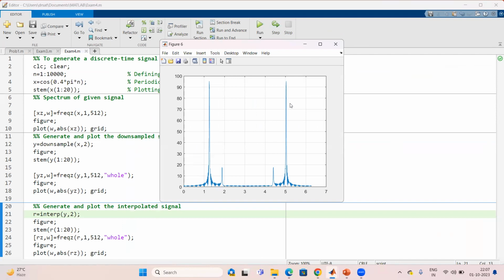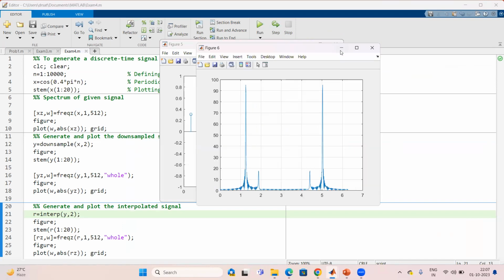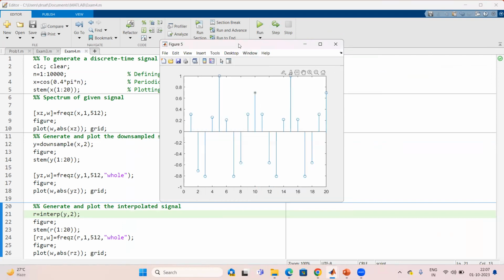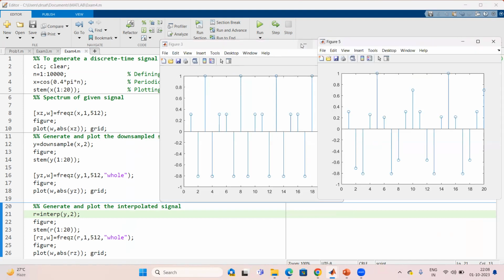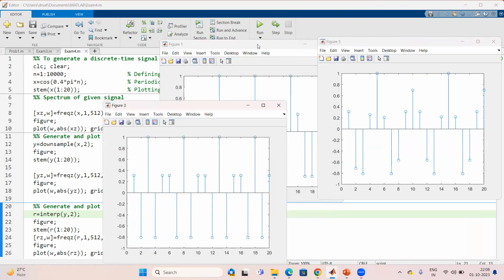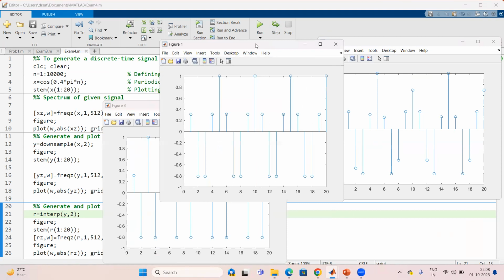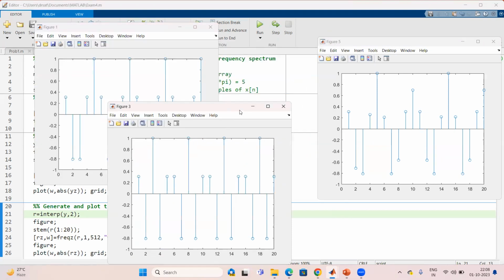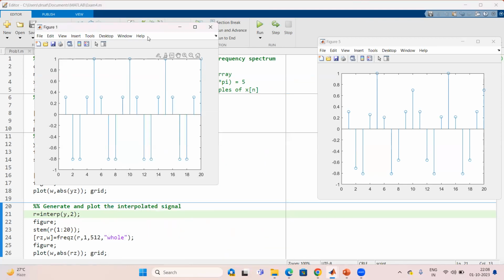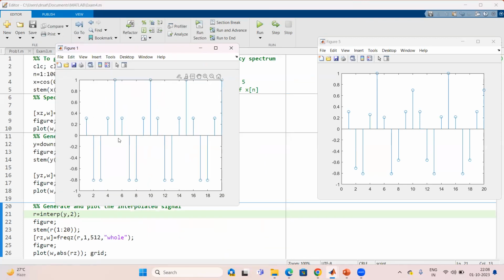Okay, this graph. Please try to first concentrate upon this interpolated result. This one is the interpolated data, here is the downsampled version, and this one is the original signal. Let me keep only these two. So this is your original signal and this is your interpolated signal.